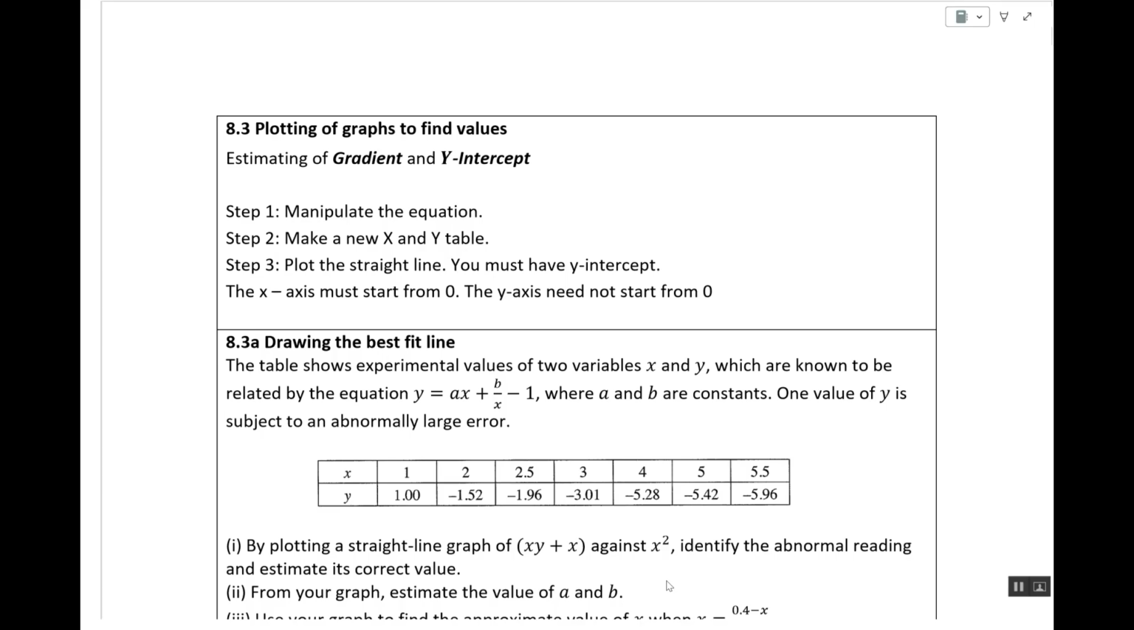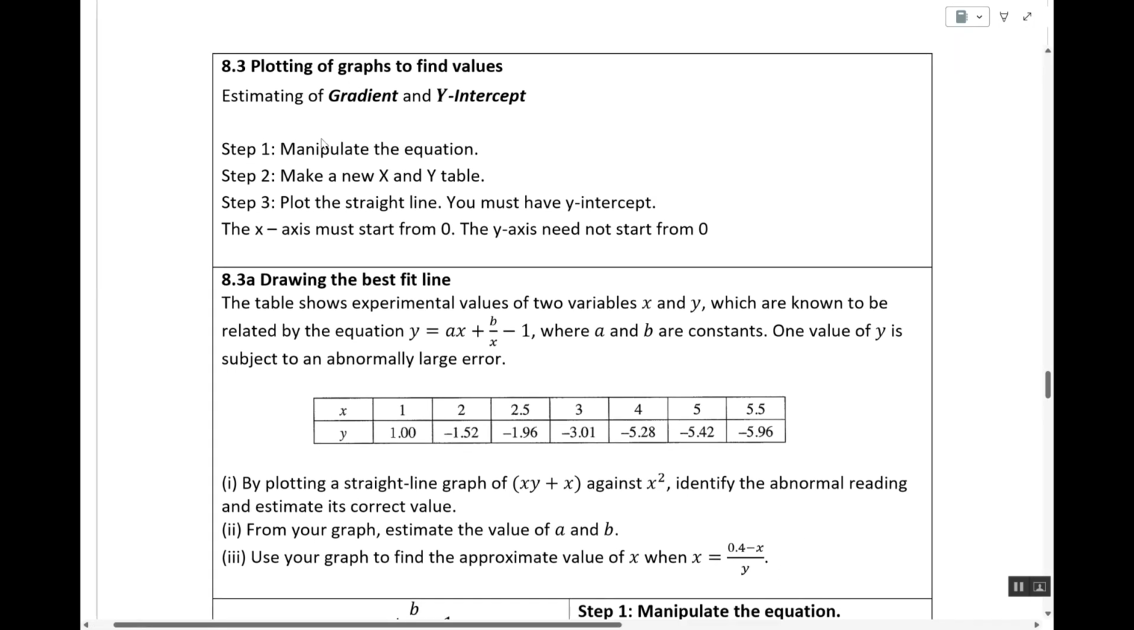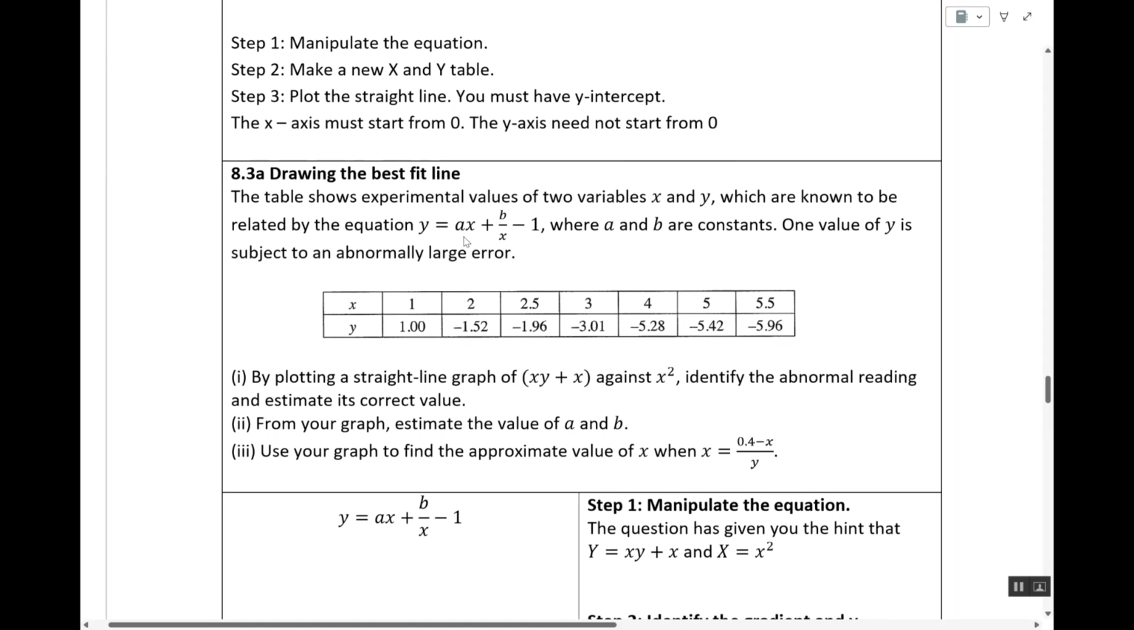Let's take a look at this last part of your linear law chapter. Basically now is where I have to do plotting of graphs. Earlier they gave you the coordinates, and we manipulated the equations to solve for the unknowns. Now I need to plot a graph to solve for the unknowns. First, this is the general order of steps that you all follow. But again, let's just look through an example to better understand how we do it.